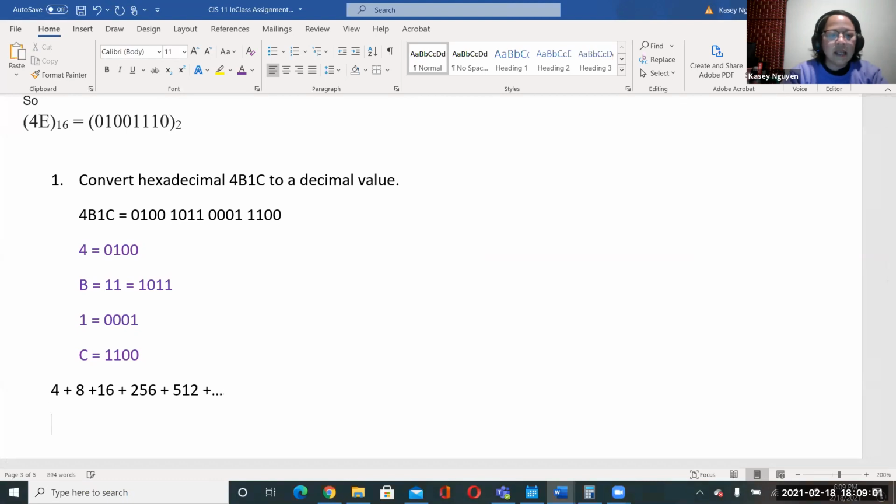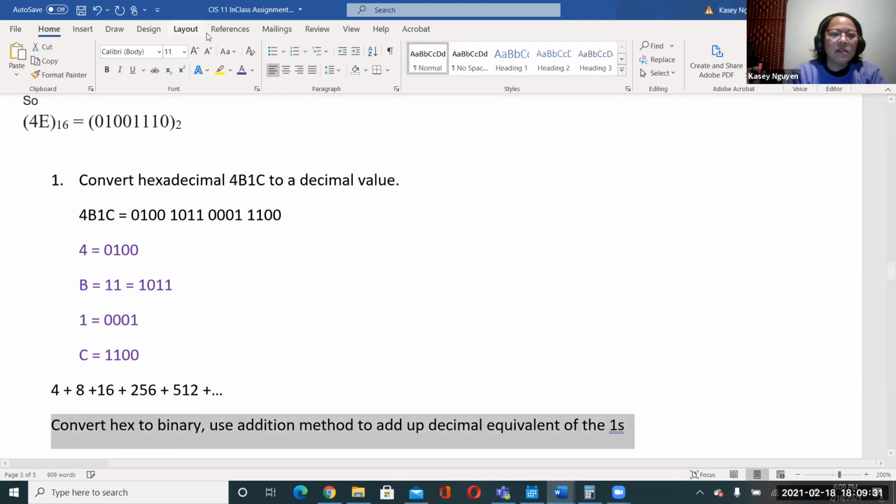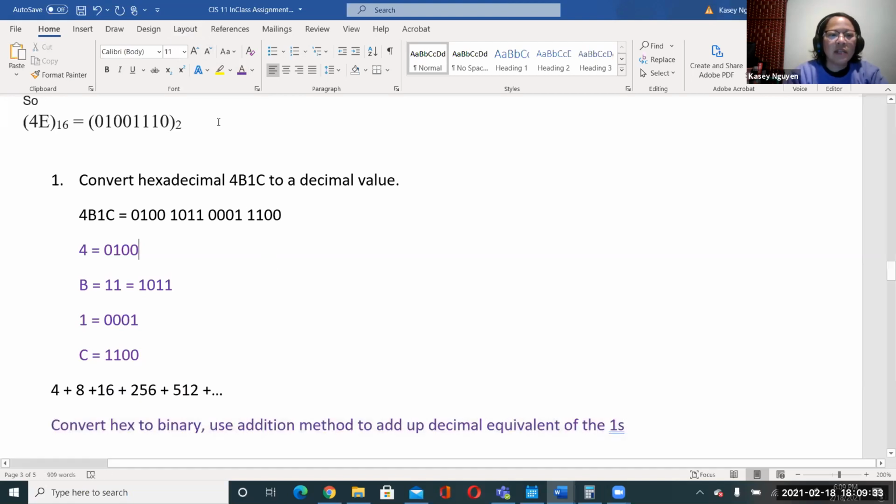So in this technique, what are the steps, right? You convert hex to binary, and then from there we use the addition method to add up the decimal equivalent of the ones. Okay. So this is one way to do it, and that's why I put that example here.